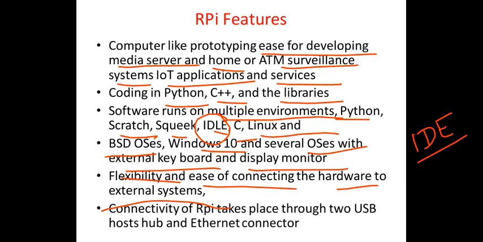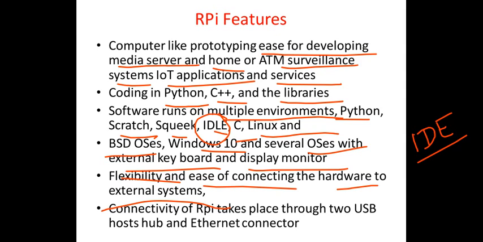to the system, right? So any connectivity to the RPI, that is your Raspberry Pi, takes place through two USB host hubs and Ethernet connector. I have already spoken about that, right? So the two USB host hubs, right, and Ethernet connector in one of our previous discussions. This is about some of the features, and let me continue with those features now.